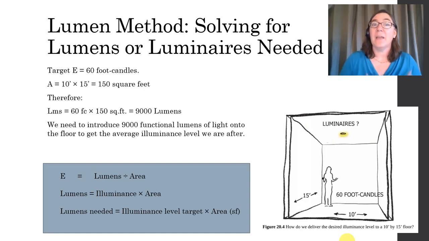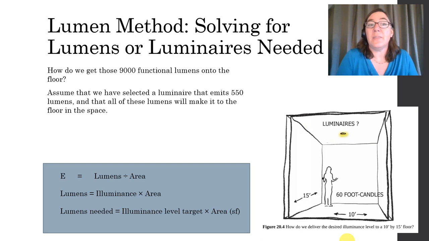All right, we're back. So our target illuminance for this room was 60 foot candles, and our area is 150 square feet. Therefore, our goal, the number of lumens needed for this room is going to be 60 times 150 is 9,000 lumens. We need to introduce 9,000 lumens of light to get the average illuminance level that we're looking for in this room. So we want 9,000 lumens. How do we get it?